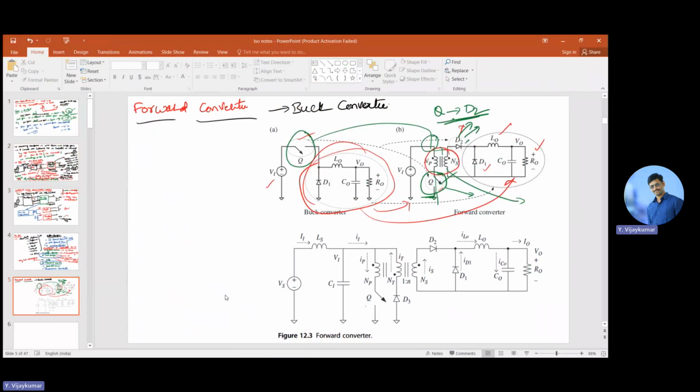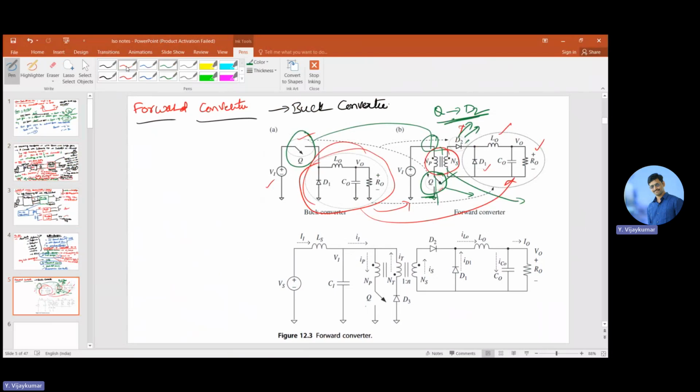Observe here the primary winding, and here also we have a primary winding. The extra winding is called the tertiary winding, or it is also called the magnetization winding. The purpose of this winding is to magnetize the transformer.